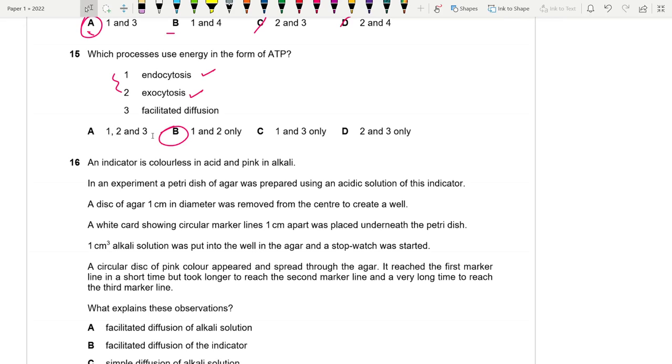An indicator is colorless in acid and pink in alkali. Phenolphthalein. In an experiment, a petri dish of agar was prepared using an acidic solution of this indicator. A disc of agar 1 cm in diameter was removed from the center to create a well. A white card showing circular marker lines 1 cm apart was placed underneath the petri dish.